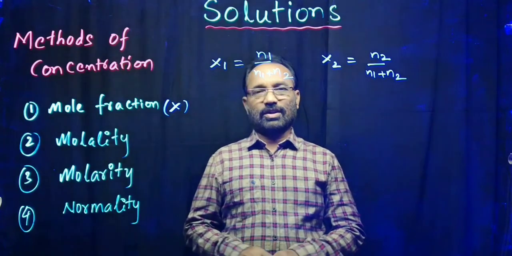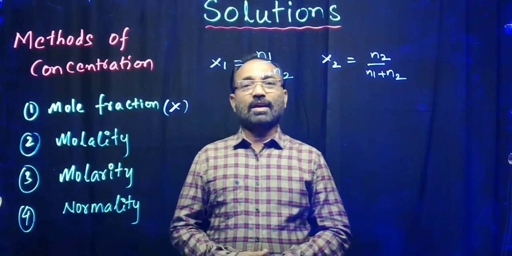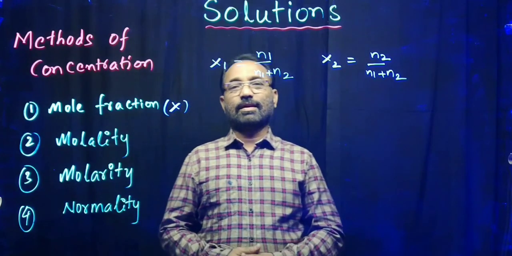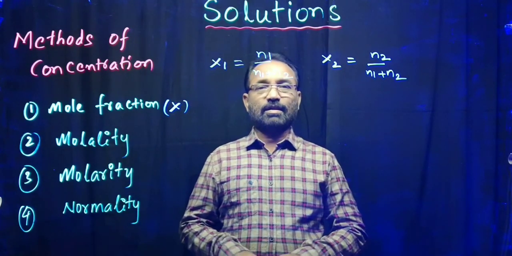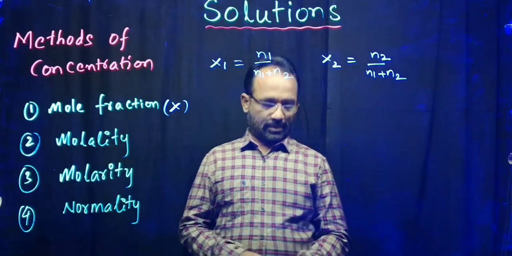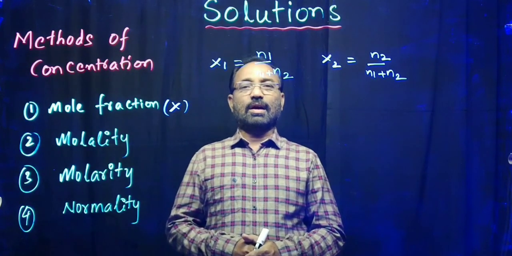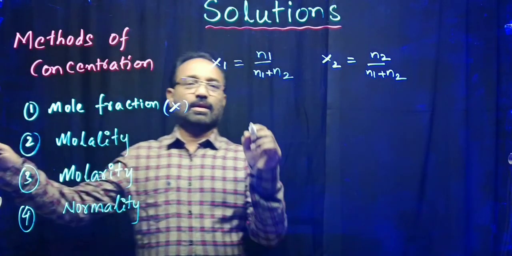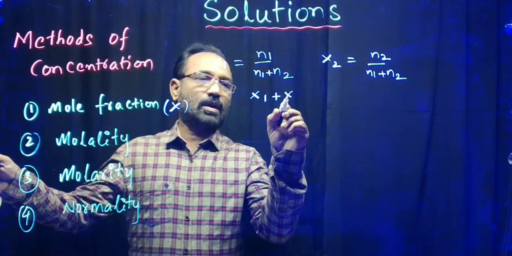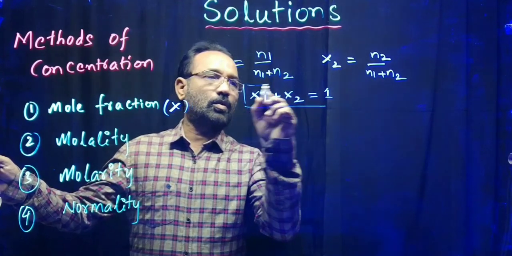So this is about the mole fraction. Here the mole fraction does not have any units. Why does it not have any units? Because it is a relative property. In case of any relative property, there are no units. And next, the sum of the mole fractions of a solution is always equal to 1, means x1 plus x2 equals 1. So this is about the mole fraction.